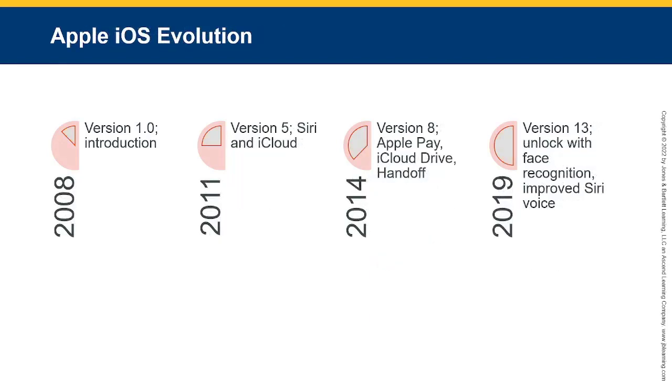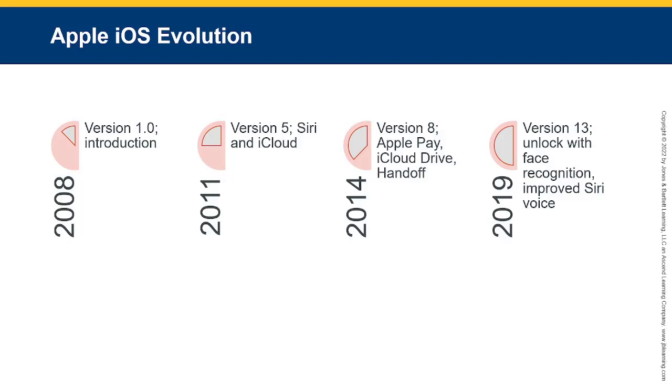Let's look at the iOS evolution. In 2008, version 1.0 was launched with the introduction of the iPhone, described as a mobile version of Apple's OS X desktop OS for mobile devices. 2008, version 2 introduced the App Store, push email, and GPS.